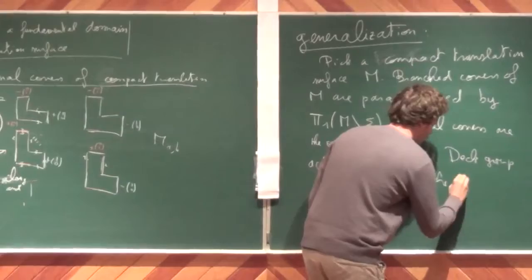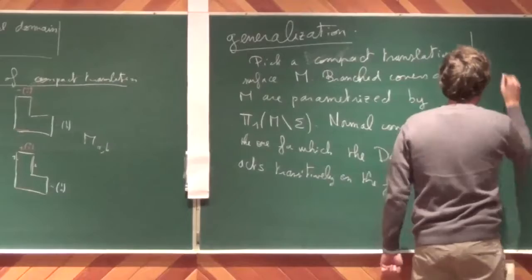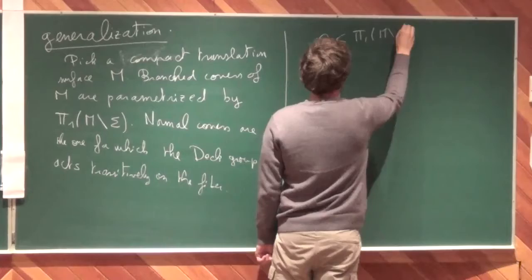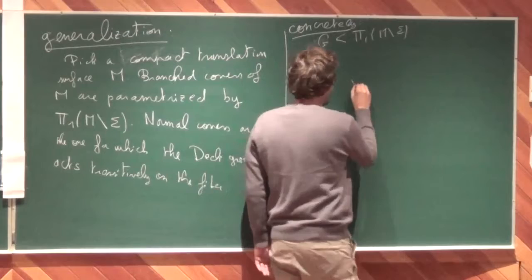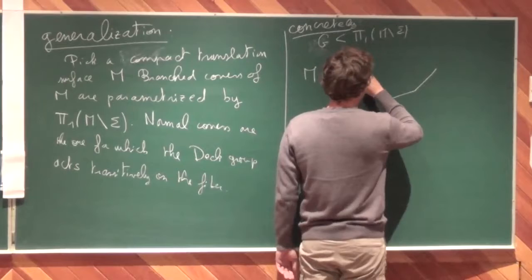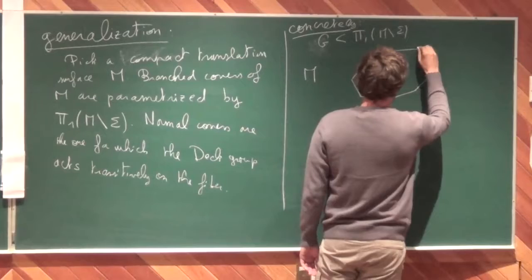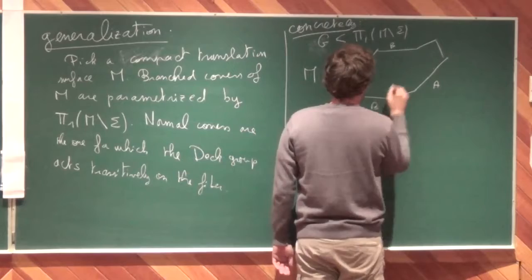So it is not very interesting to say it that way. Concretely, you just pick a normal subgroup of the pi 1. This is a concrete version of what I just said. You have your surface M, and you imagine that it is described with only one polygon. This is A, this is A, B, C, C, D, D.